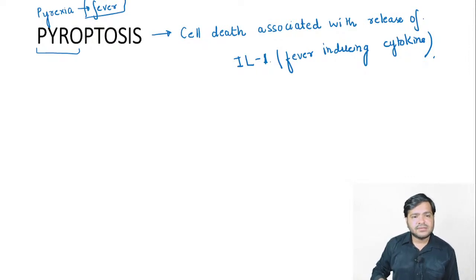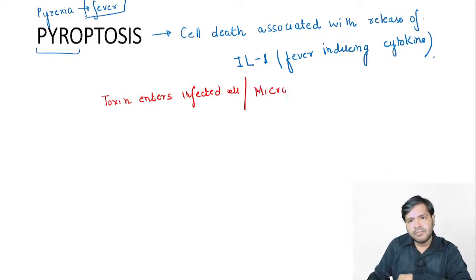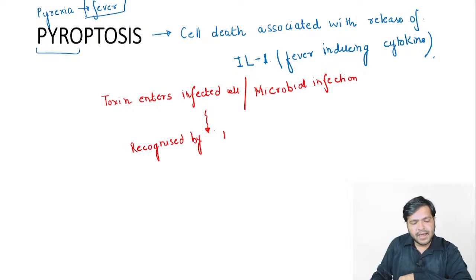Now, guys, let us discuss the pathogenesis of this in a very simple flowchart. If any toxin enters the infected cell, or if there is any microbial infection, what happens? These are recognized by the intracellular receptors.